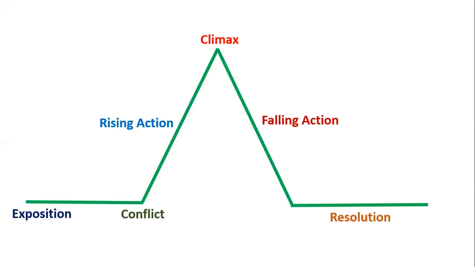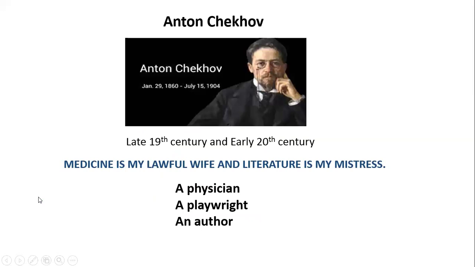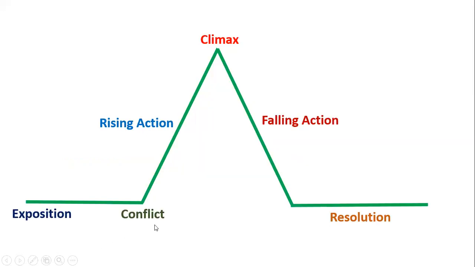Now we will move on to our diagram here. Exposition. We have exposition. This is the introduction. Then we have the conflict. This is the problem. Then it goes up to the climax. Here in this part, we have the secondary conflicts. And things are happening, and those happenings lead us to the climax.